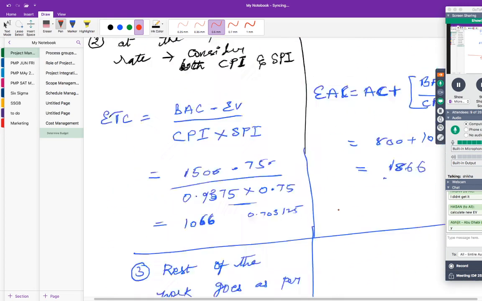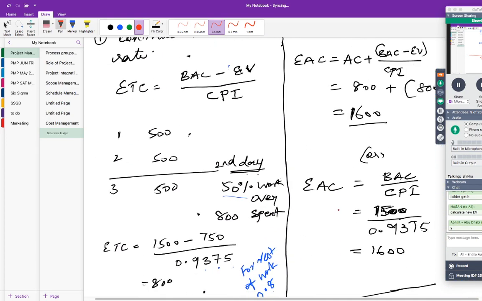look at this problem. In this problem, what is your present CPI? 0.9375, which means less than 1. Which means you have got a cost negative variance, right? So because of that, you have got less than 1, 0.9375, which means you did not perform as per the plan, correct? Now, if you go at the present rate, what happens? Instead of finishing it in $1,500, you are finishing it in how much? 1,600, correct?